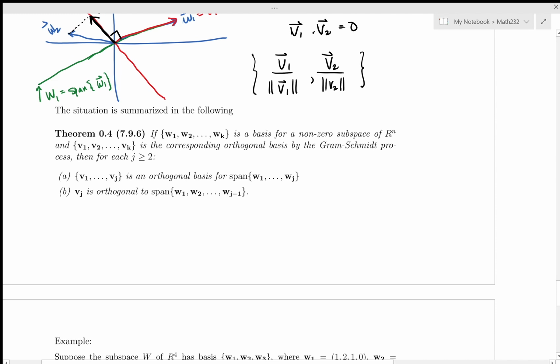You have some basis for a non-zero subspace, and we have a corresponding orthogonal basis. And then it is also true that, the key thing to notice here is this is J and J, and this is K. J is assumed to come before K. So when you're partway there, you have an orthogonal basis for the span of a portion of the vectors. And then when you add the new vector, Vj, that is orthogonal to the span of the vectors from the original basis that came before. So each time you're adding a vector that is orthogonal to the ones that came before.